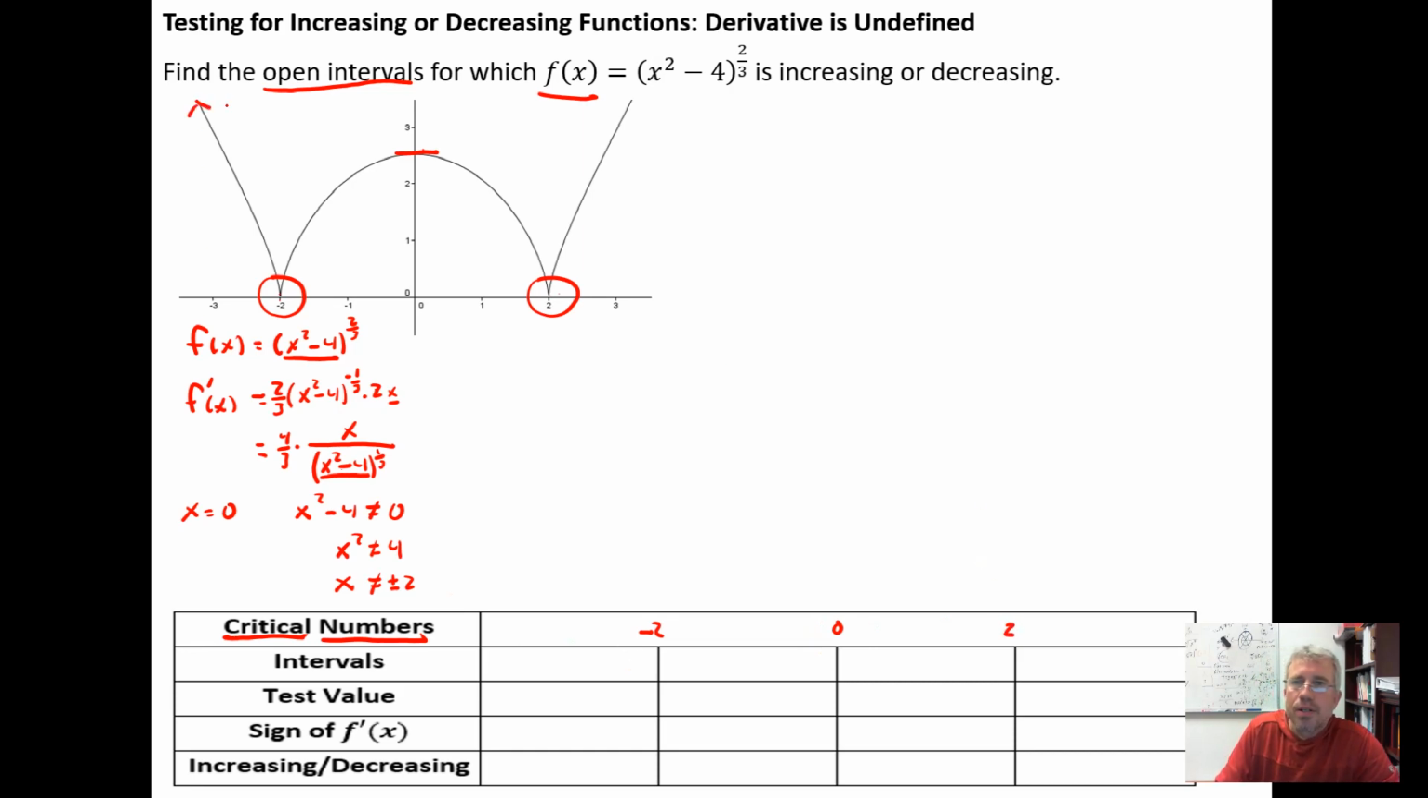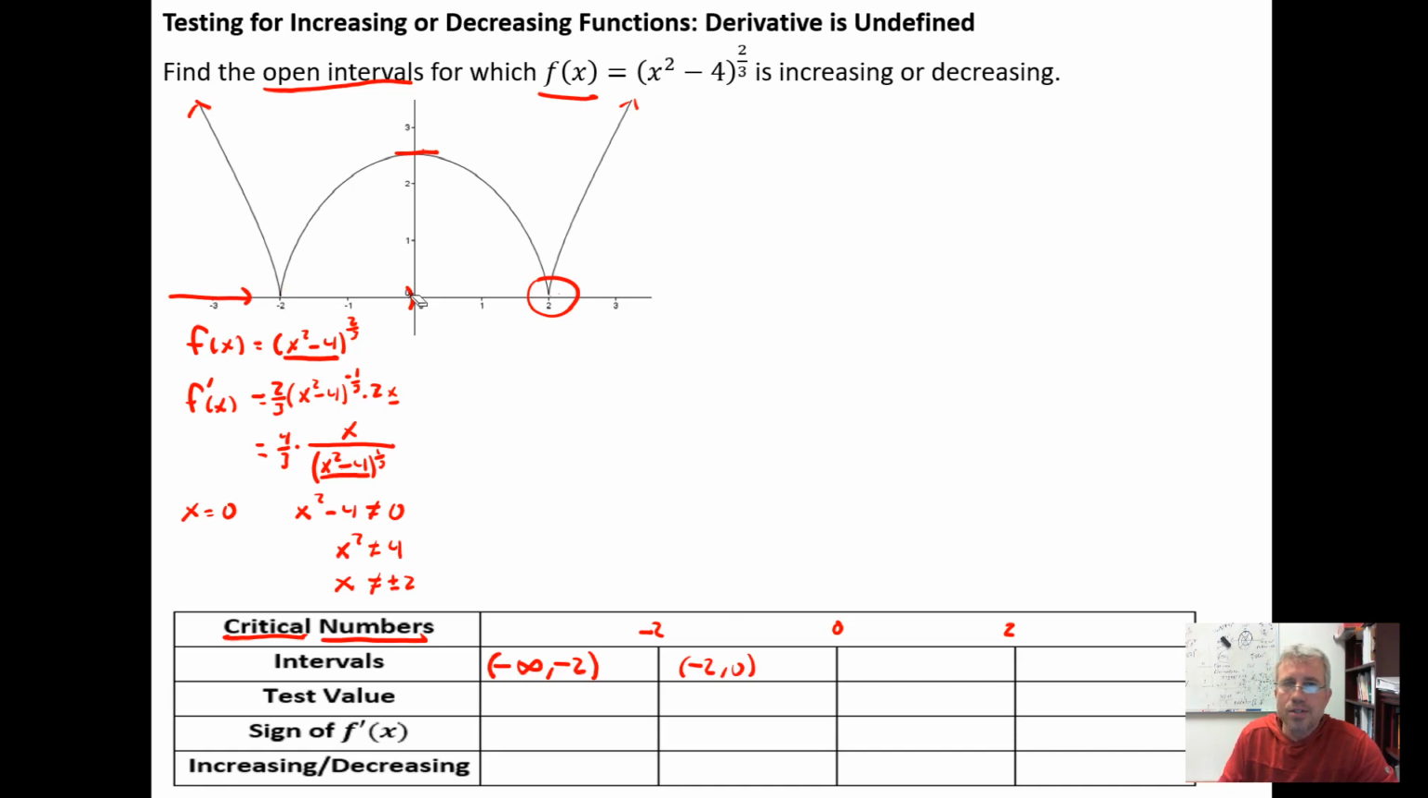And I can see from the graph that I'm coming from -infinity up to that first critical number. So my open test intervals will be from negative infinity up to the first critical number, -2. And then the next test interval will be between the critical numbers -2 and 0.